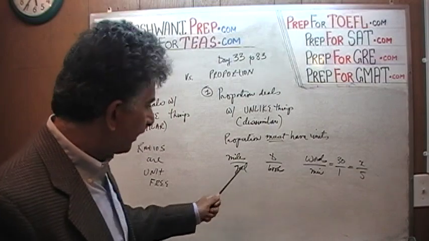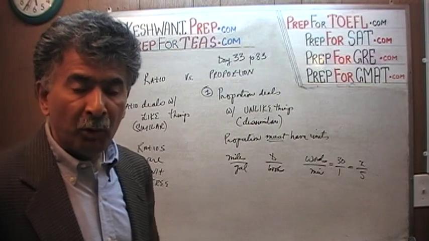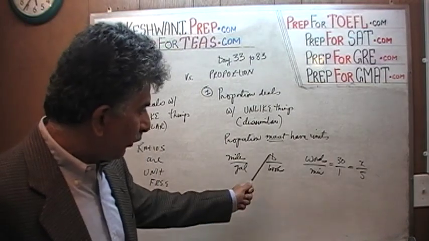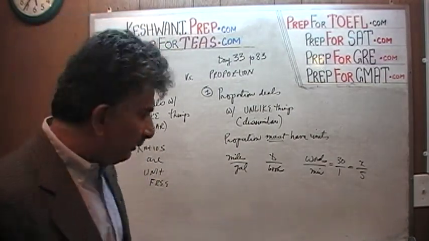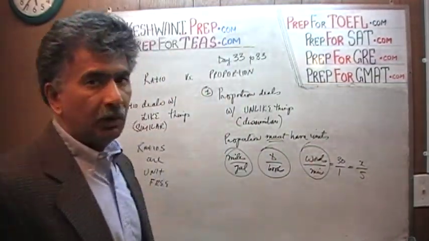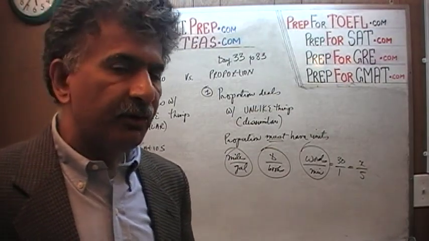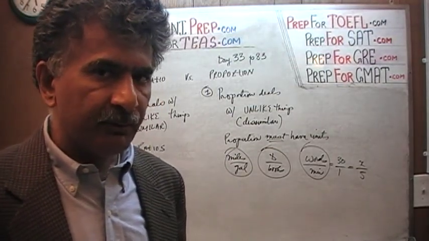The unit here is miles per gallon. The unit here is dollars for one book. How many dollars do I have to pay for one book? $4 for one book, whatever the unit. But it must have a unit. Miles per gallon, dollars per book, words per minute, whatever the proportion happens to be, it must have a unit. You understand? Now that we understand the fundamental difference between the two concepts, let's do the problem.